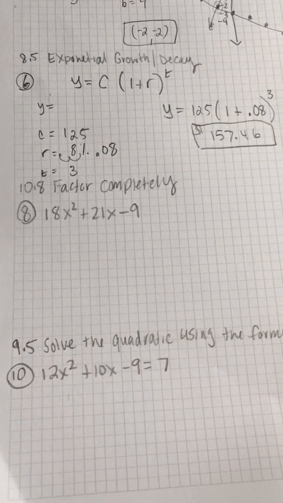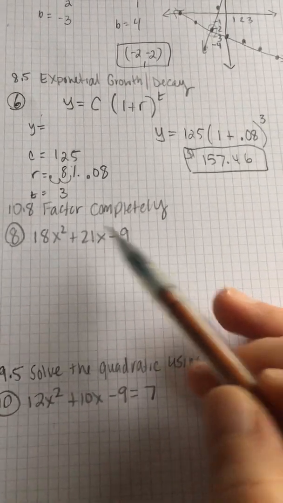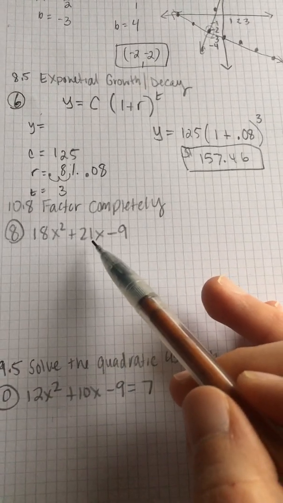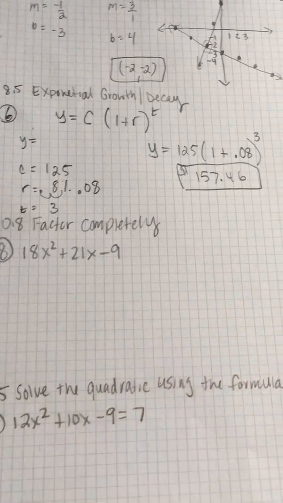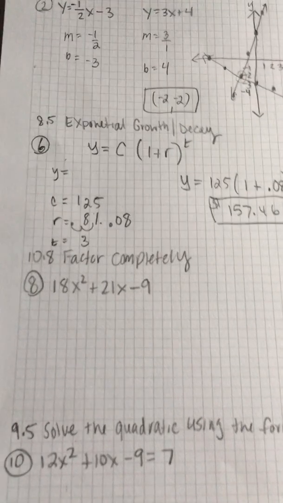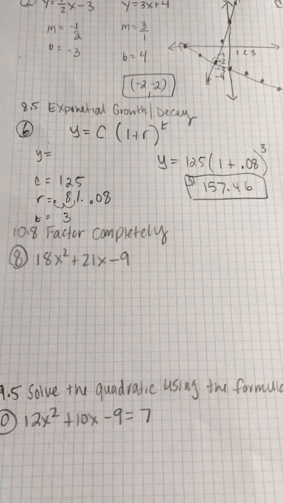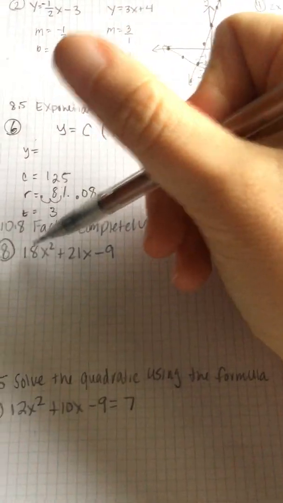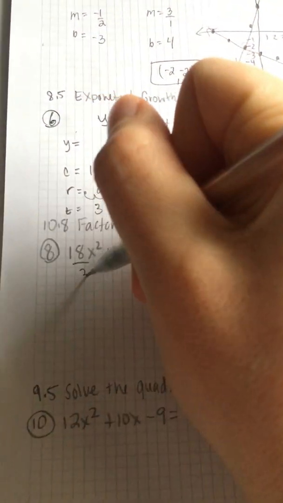Number 8 says to factor completely, looking for a GCF here. 9 goes into 18, and 9, 18, 27. So 9 doesn't go into 21, but let's think about another number that goes into 9 evenly, which is 3. 3 goes into 9 evenly. I know 3 goes into 18 evenly, and I know 3 goes into 21. So this one has a GCF of 3.